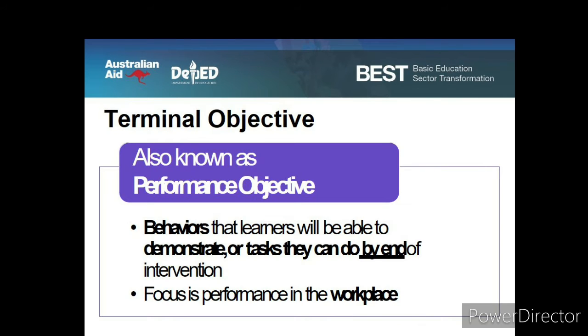The third step in the learning and development planning process flowchart is developing terminal objectives, also known as performance objectives, in which behaviors that learners will be able to demonstrate or tasks they can do by the end of the intervention. Focus is performance in the workplace.